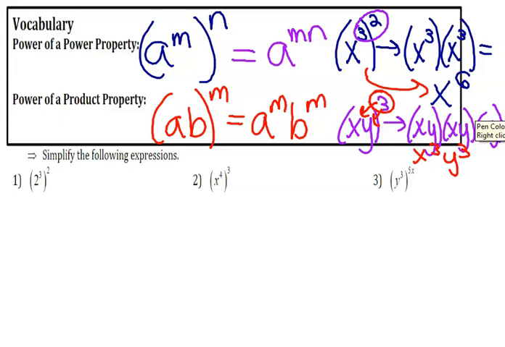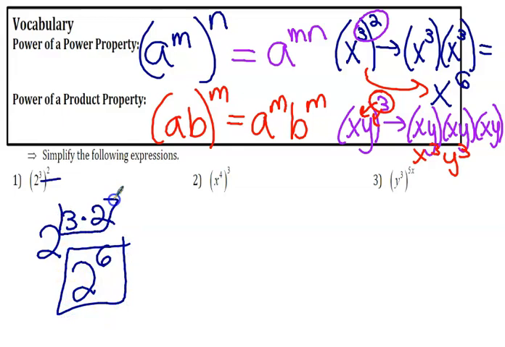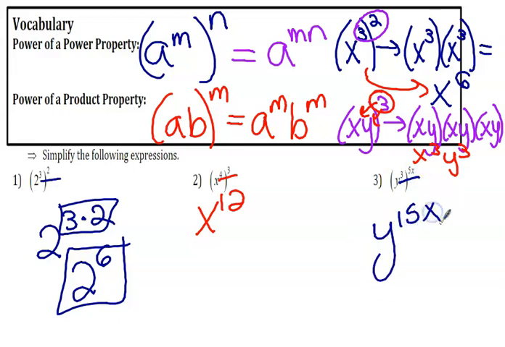Okay, so let's try number 1. So this would be 2 to the 3rd times 3, and 2 to the 3rd times 2 to the 2nd power. Okay, woo! So 2 to the 6th. So 3 times 2. All right, the next one would be x to the 12th, multiplying them together. And then let's try this one. I have a 3 on the inside, y to the 3rd to the 5x power. So y to the 15x.